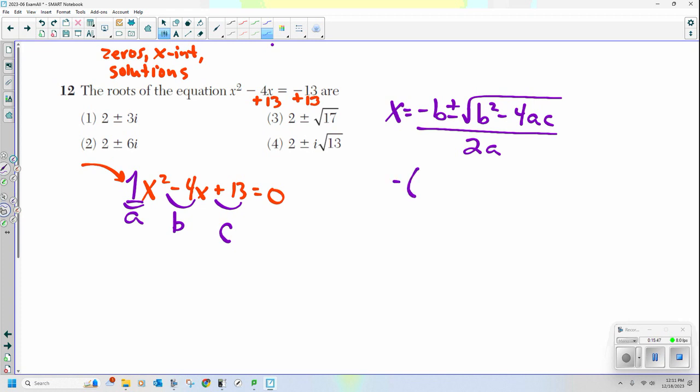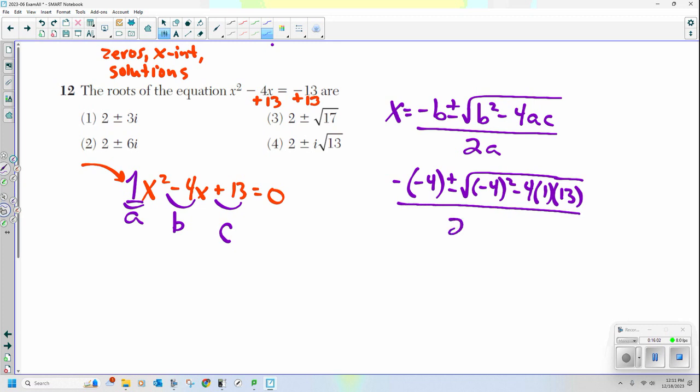All right, so we got negative b, which is negative 4, plus or minus the square root of b, which is negative 4 squared, minus 4 times a, which is 1, times c, which is 13, all over 2 times a, which is 1. Notice that I put parentheses. If there's a b here, I put parentheses and the number in it. There's a b here, same parentheses and number. There's an a here and here. Guess what? There's where my parentheses and 1 went. And of course, my c, all by itself, is 13 right there.